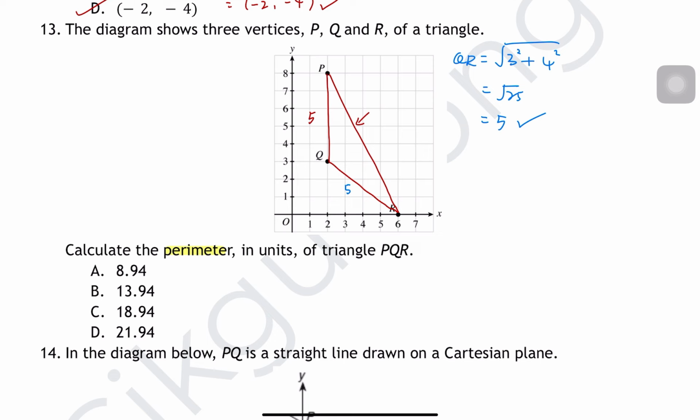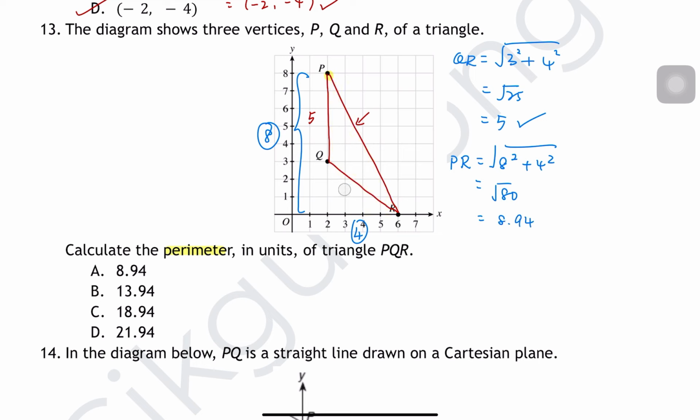Similar concepts will be applied in your line PR, and we will check your horizontal and your vertical distance as well. PR equals, over here you have 4 units. From P moving vertically, you will have 8 units. So you can just use 8 squared plus 4 squared. You square root it, you have 64 plus 16. You have square root 80, or your surd 80, right? When you have the surd, you will leave your answer as 8.94.